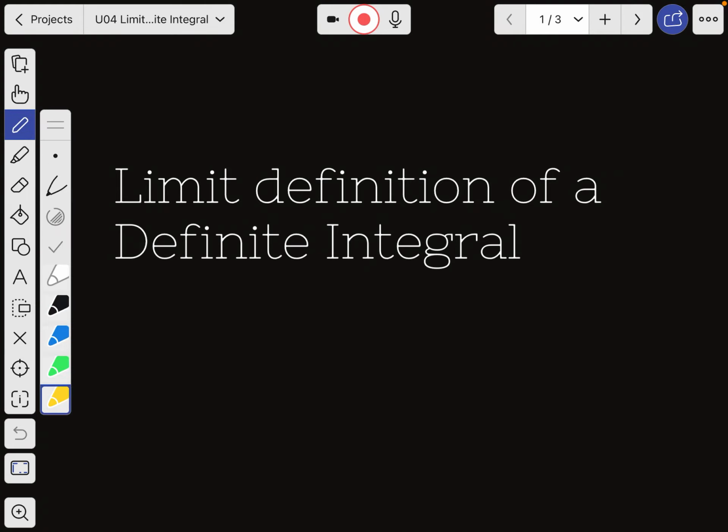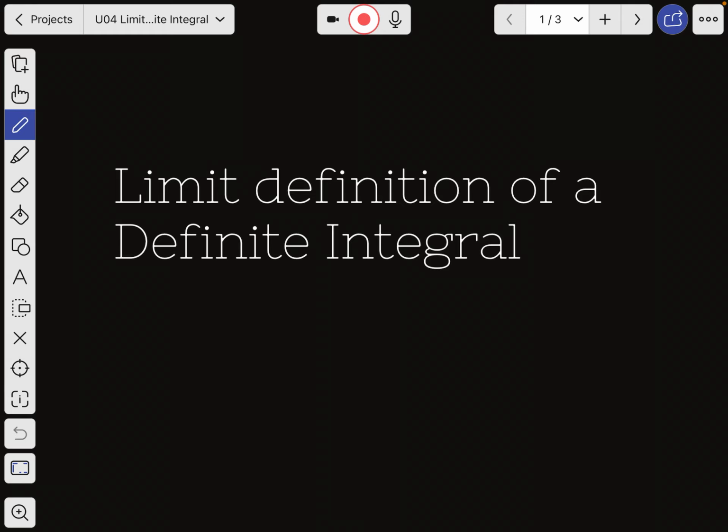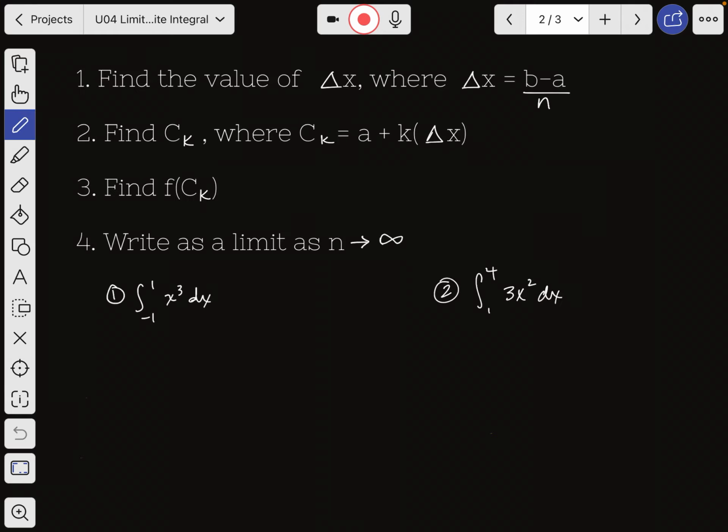In this video, we're going to learn how to write the limit definition of a definite integral. We have a few steps. The first step is to find the value of delta x, where delta x is the upper minus the lower limit divided by n. N is the number of rectangles. If you don't know the number of rectangles, just leave it as n.